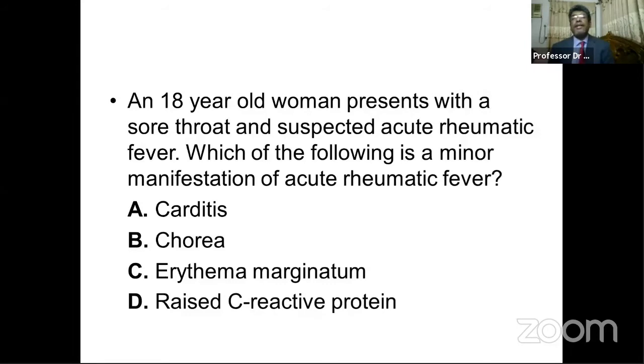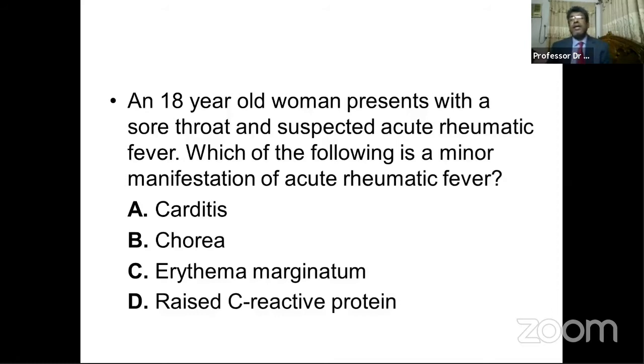Now the next question: an 18-year-old woman presents with a sore throat and suspected acute rheumatic fever. Which of the following is a minor manifestation of acute rheumatic fever? So carditis, if we recall, we have already discussed in a class back that we discussed rheumatic fever in detail.